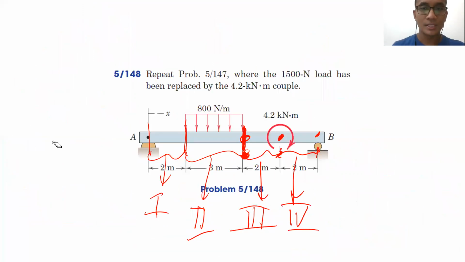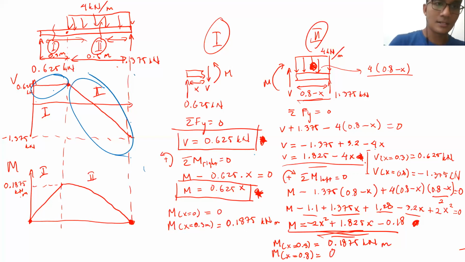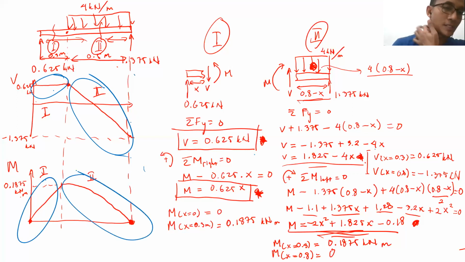Because whenever there is a discontinuity, the continuous equation will stop, and we have to represent the next part with another equation. For example, this one is one equation, and the other cut is another equation. So the first equation only works for x between 0 to 0.3 meters, and the second equation only works for x between 0.3 to 0.8 meters.